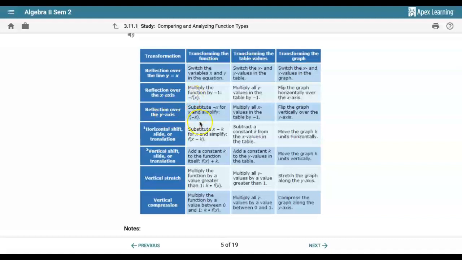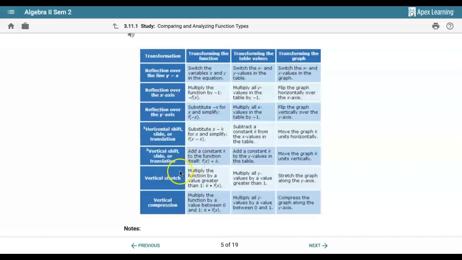When we reflect across the y-axis, again we're flipping across the y, but now we are plugging a negative x value into our function. Then if we're doing horizontal shifts or slides, we're looking inside at our x value, and we are adding or subtracting a value k, moving it either left or right. When we have a vertical shift, that's up and down, and we're adding a value to the entire function, so it is outside of the entire function.